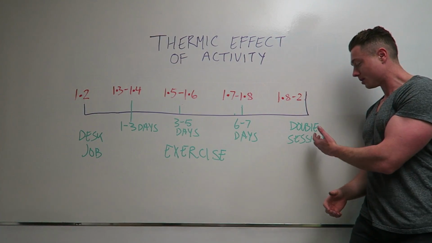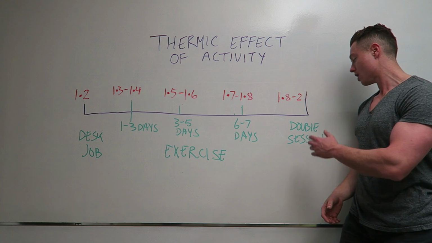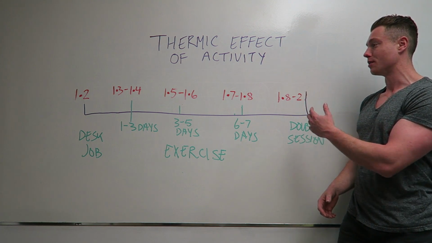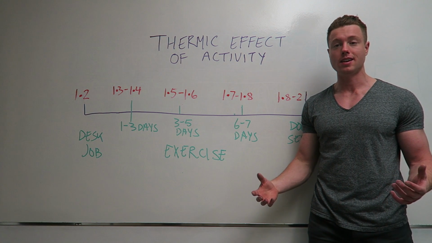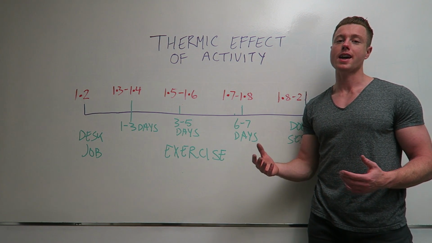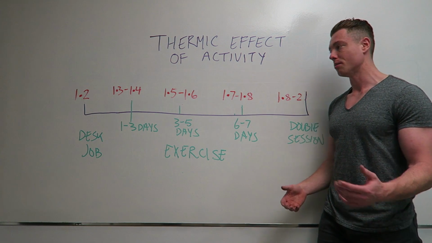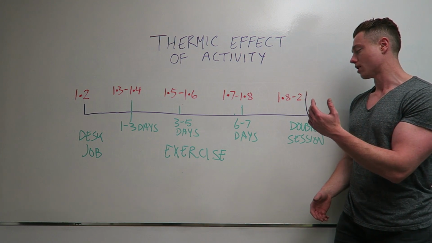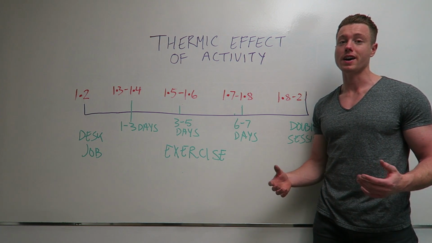Whereas if you're doing double sessions and you have a really active job, you might multiply your BMR by 1.8 to 2. Then at the other end of the spectrum, if you have a desk job and you don't exercise at all, you multiply your BMR by 1.2. So use your head here, don't be an idiot. If you have a desk job and you don't exercise at all, don't multiply your BMR by 2, because then soon enough you won't just be an idiot, but you'll be a fat idiot.